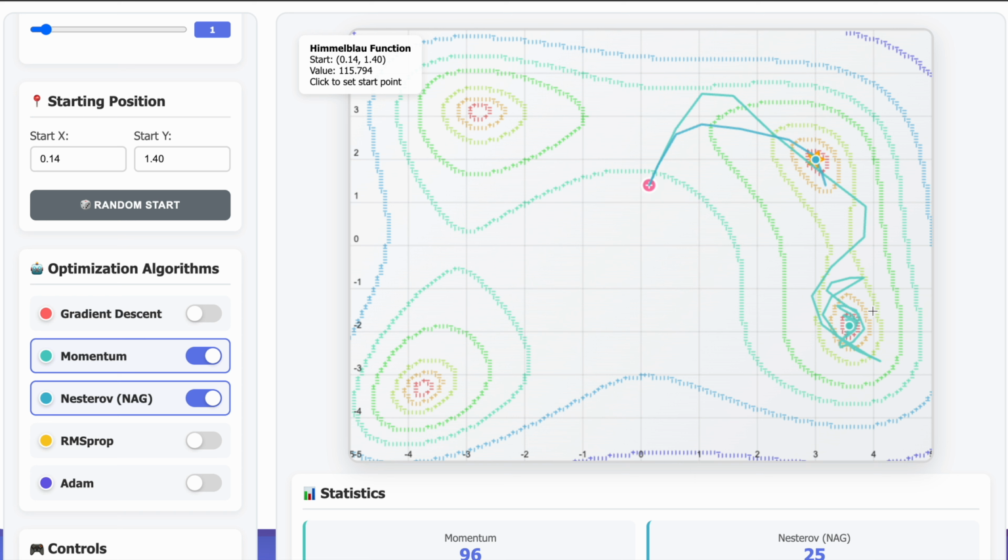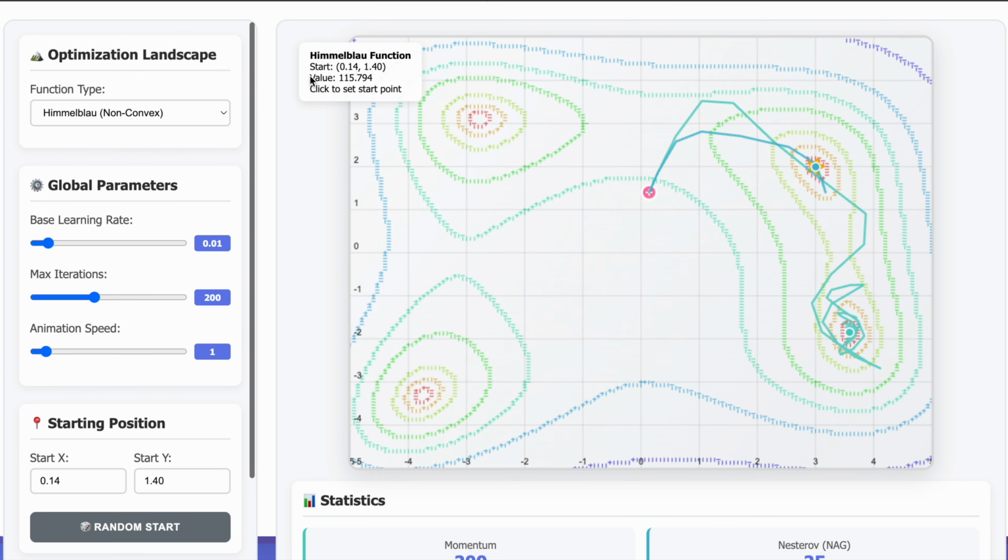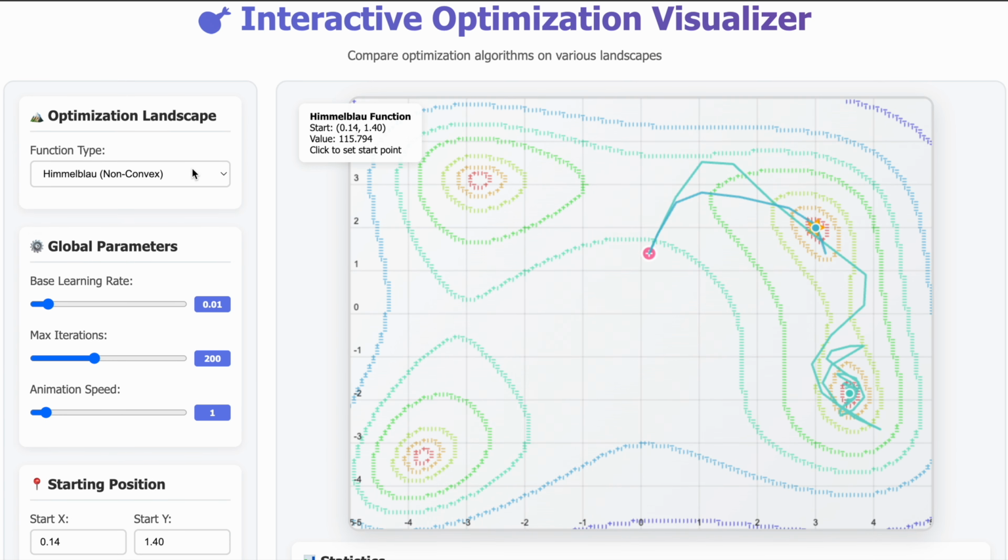So sometimes we need to damp the oscillations. What we mean by damping the oscillation is that we have to decrease the oscillations which are happening, so that our momentum does not exceed or come out of the global minima to settle down in some local minima. This loss, the Himmelblau function, shows the same thing.